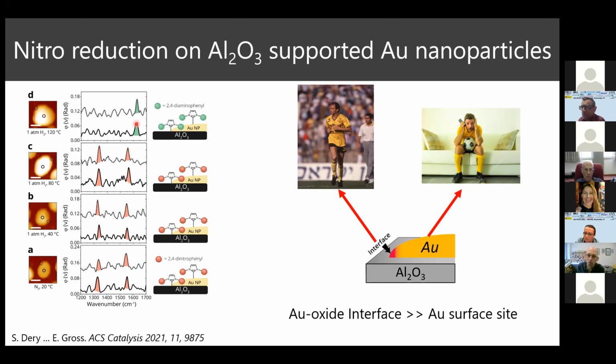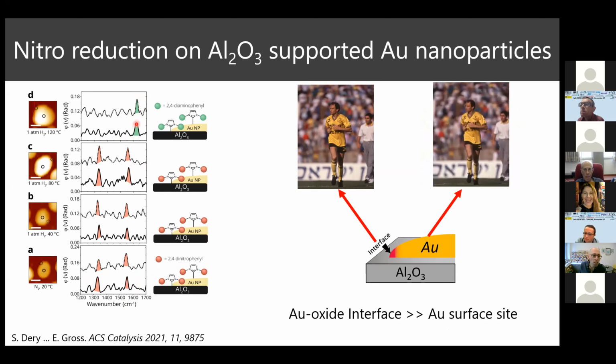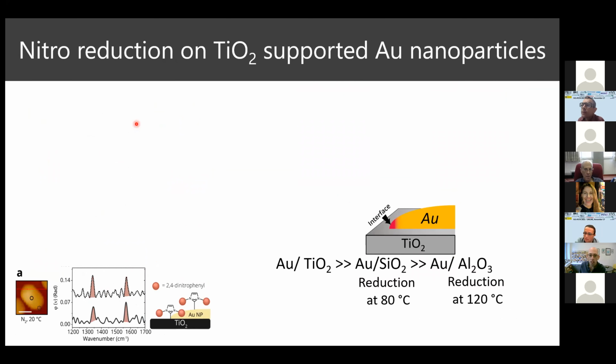Yeah. So we see no differences in the reactivity. This is what we see on gold on alumina. Similarly, we can go to gold on titania. We can look at the center shown here versus the interface.